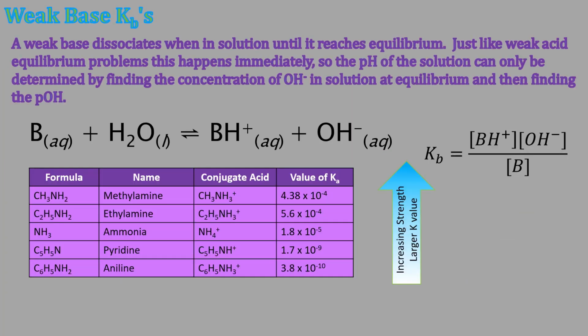So weak bases have Kbs associated with them. The greater the Kb is, the more it dissociates, and the stronger the base, so the higher the pH. If this is my weak base dissociation in water, then my Kb expression looks like this. Guys, note there's no H2O here because H2O is a liquid and liquids do not go in equilibrium expressions.